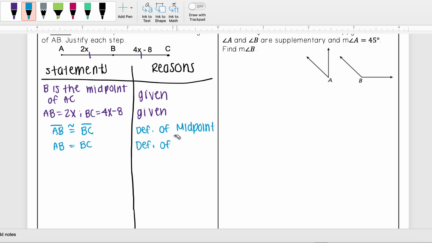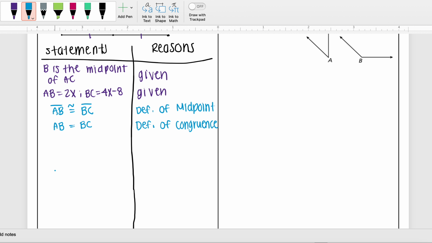All right, let's go ahead and write that out. Definition of congruence. Now from here, we can go just like what we did with the previous video. So now that I have AB is equal to BC, I can go ahead and substitute in what those values are. So 2x is equal to 4x minus 8. And that is by substitution.